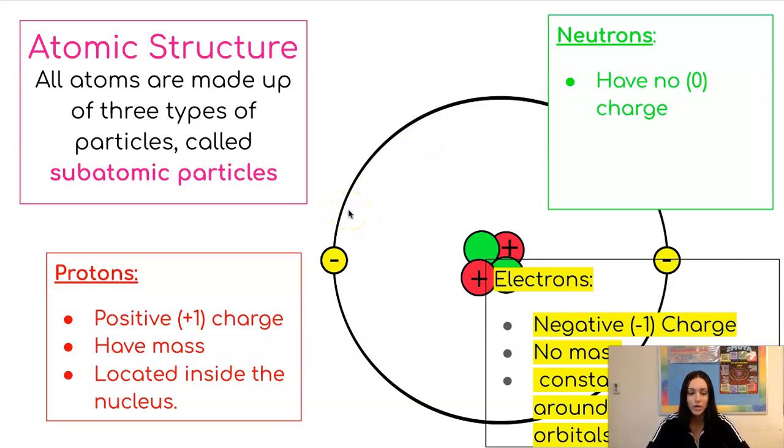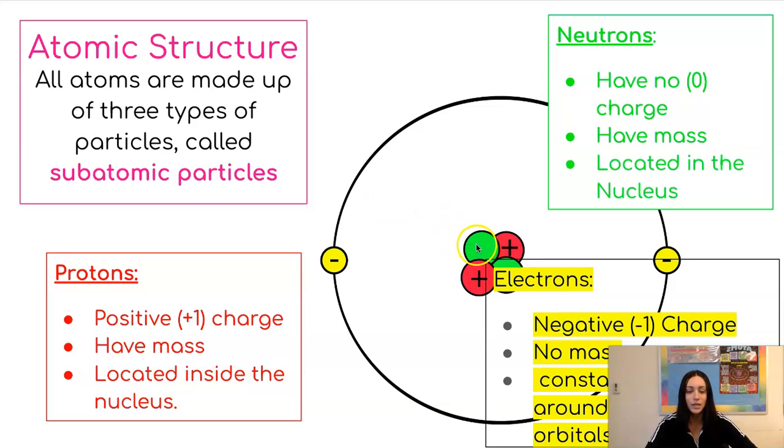Finally, we have neutrons. As their name suggests, neutrons have no charge, so we call that neutral. Their charge is zero. These particles also have mass that contributes to the mass of the atom and are also located inside of the nucleus. Here, we can see our neutrons right in the center of our atom.